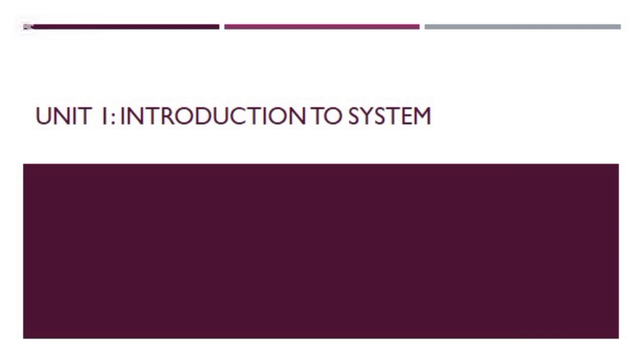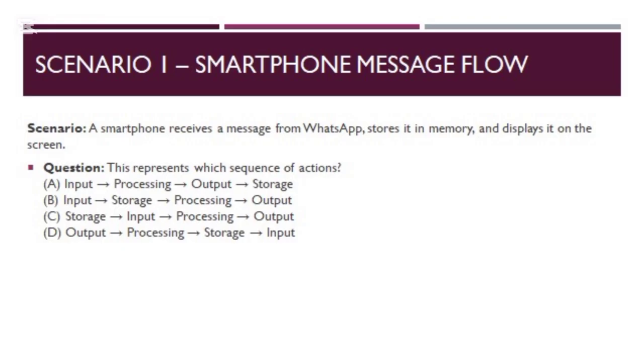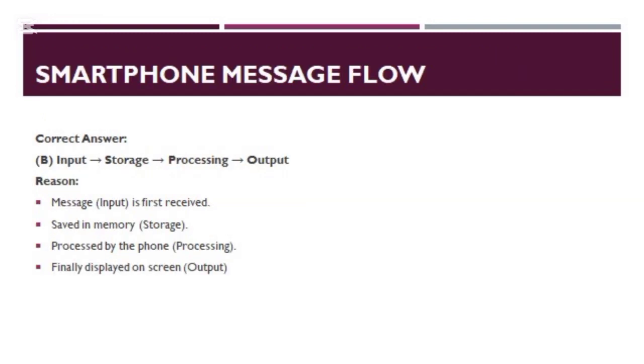Let's read the first scenario. A smartphone receives a message from WhatsApp, stores it in memory and displays it on the screen. Now the question is, this represents which sequence of action? The options are input, processing, output, storage, processing, output, like this. The correct answer is option B.